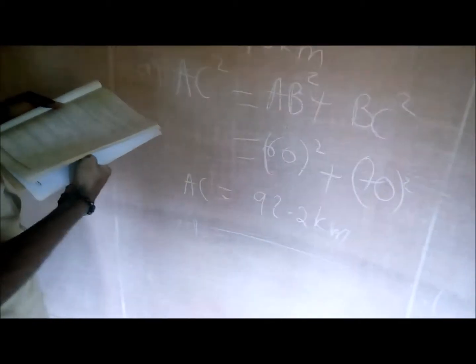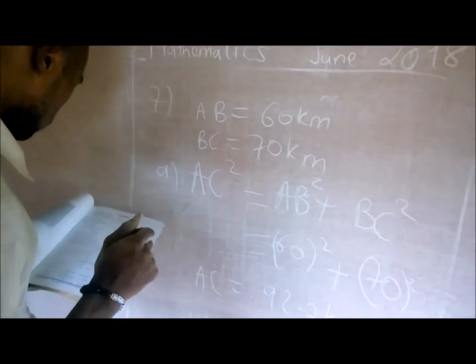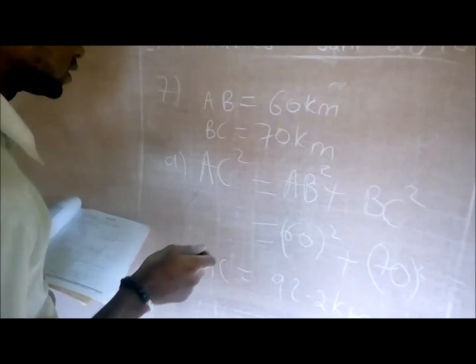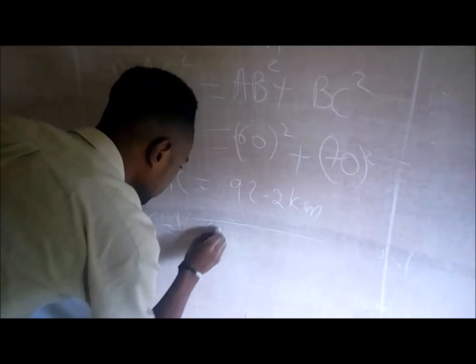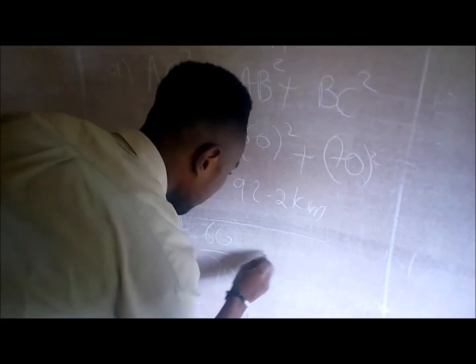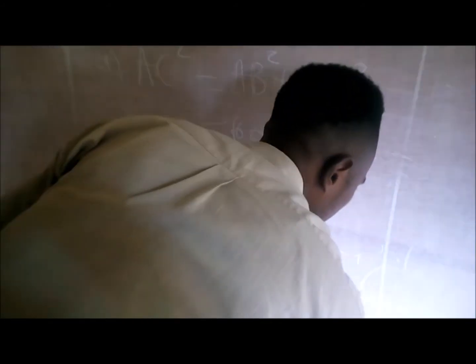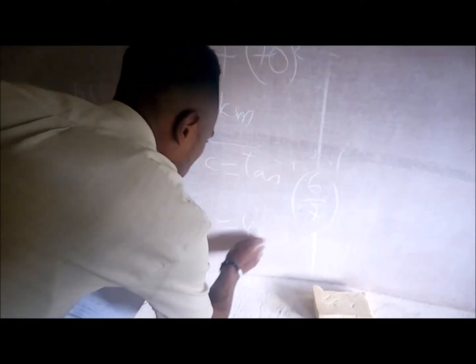Then they say, the bearing of A from C. In order to determine the bearing of A from C, we need to determine angle C. You have tan C equals 60 on 70, and C is equal to the tan inverse of 6 on 7, which equals 40.6.